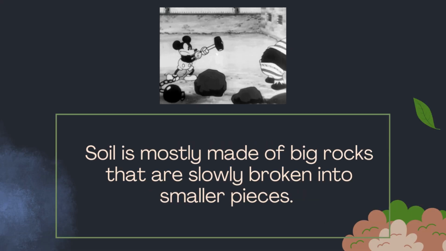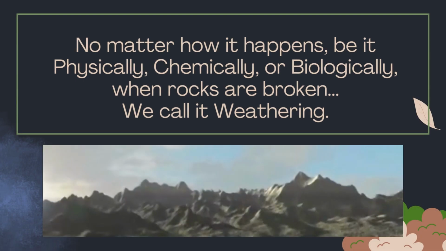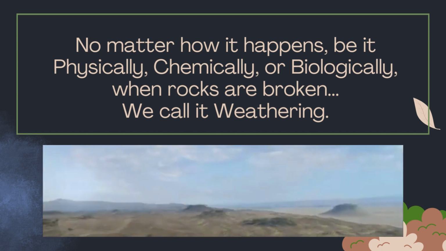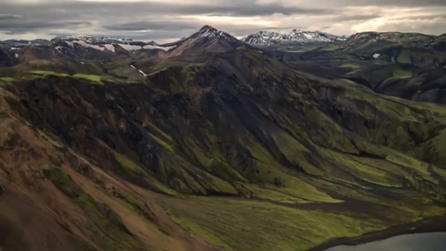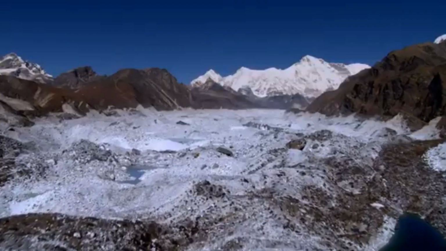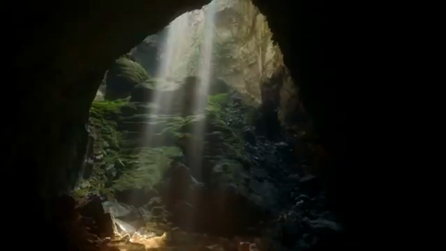Soil is mostly made of big rocks that are slowly broken into smaller pieces. No matter how it happens, be it physically, chemically, or biologically, when rocks are broken, we call it weathering. Soil is crucial for many aspects, not only for us humans, but also for the animals. It provides habitats for animals and a storage place for water. That's why we need to conserve and manage it.